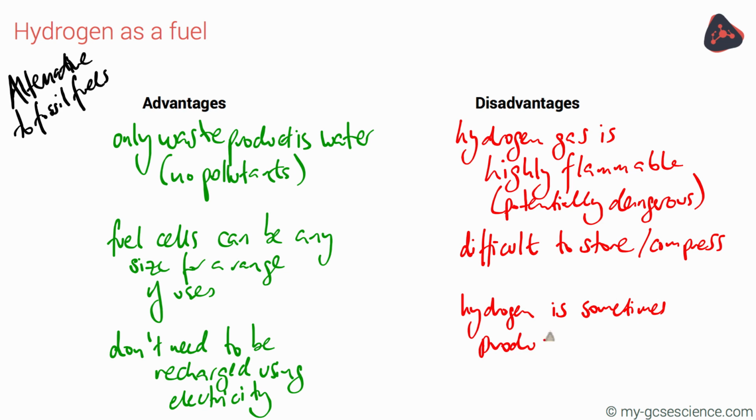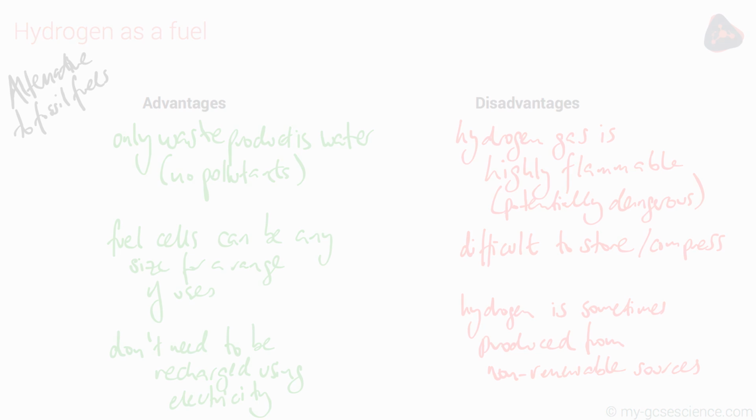Also, while it's possible to make hydrogen in a renewable way, sometimes it's produced from non-renewable sources, so although it has the potential to be a really sustainable fuel, that's not necessarily always the case. So let's look at how it works.